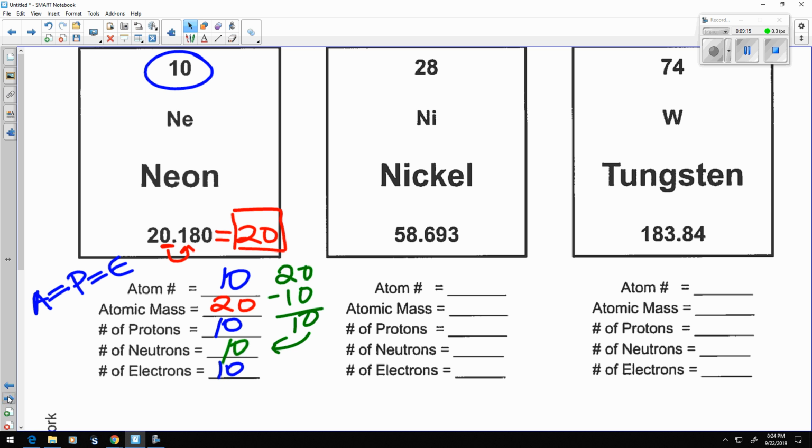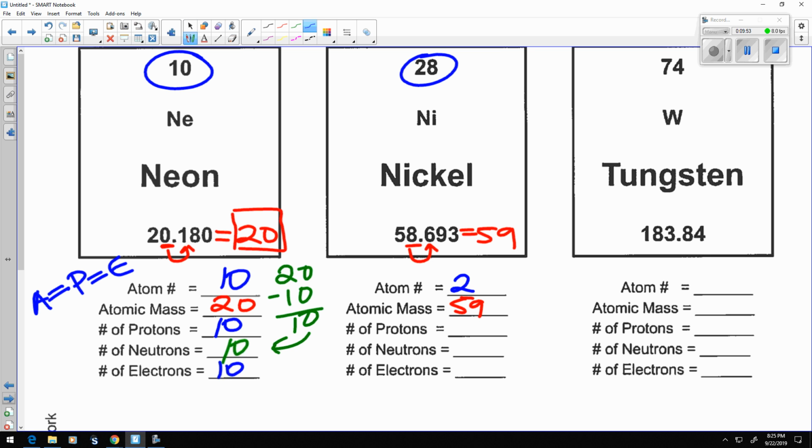All right, let's try nickel, okay? So yes, this is nickel. We're looking at the 28 is the atomic number. I'm going to circle it in blue just so I remember. Then we have our atomic mass, which is down here, 58.693. We're looking at the whole number. This is our first time that we need to round up, okay, because it is more than 0.5. So we're going to round that to 59. That is going to be our atomic mass, 59, okay?